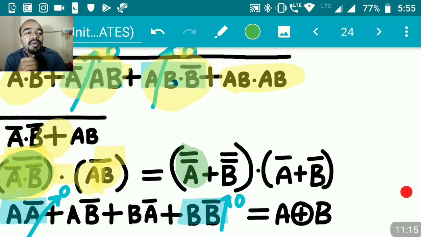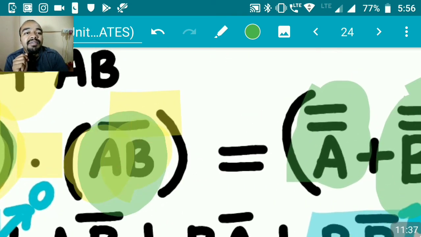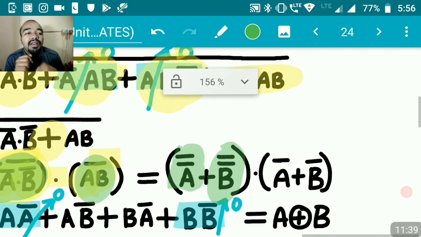A double bar becomes A double bar and B double bar, A double bar or B double bar. The operation in between them is the AND operation, that is why it converts into the OR operation. A double bar or B double bar. We know that A double bar is equal to A, B double bar is equal to B.